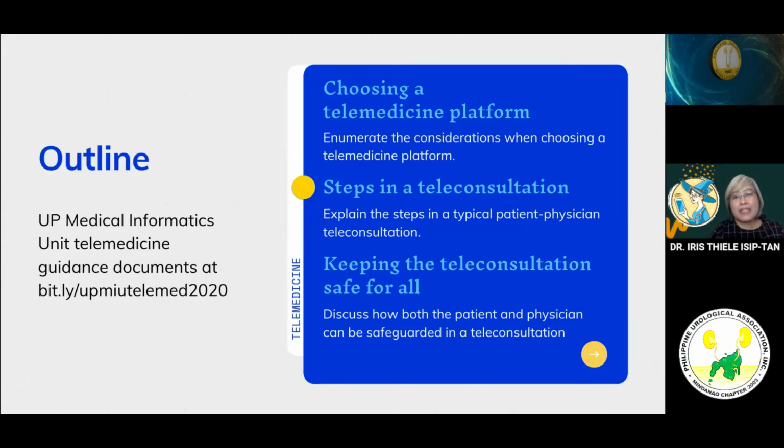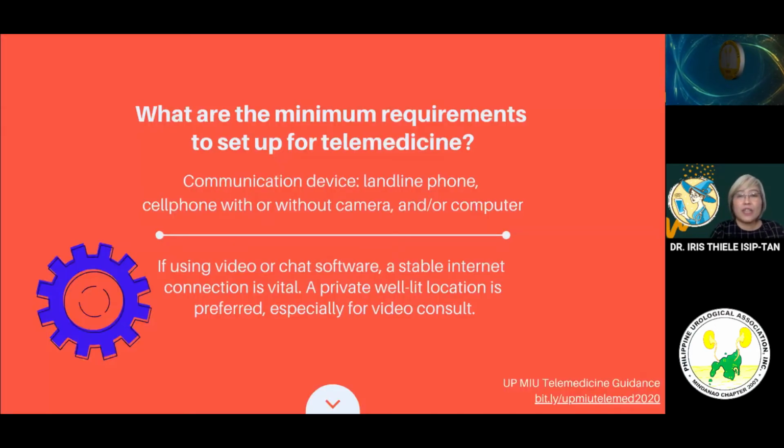So the next would be the steps in the teleconsultation. What is the sequence of events? First, you need to set up. What are the minimum requirements to set up for telemedicine? Well, you need a communication device. It can be a landline, a mobile phone with or without camera, and a computer. And of course, if you're using video or chat software, you need a stable internet connection, or else you're going to end up choppy.